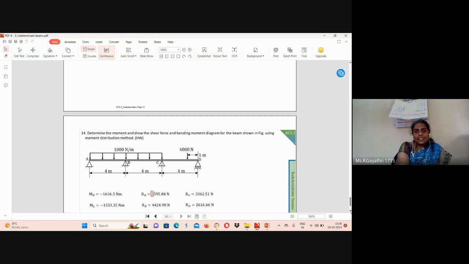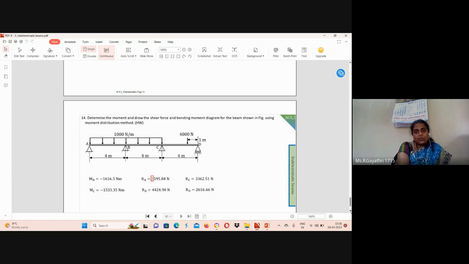Okay, try to find MC value. Reaction forces normal approach. We can start from span CD. We can find first RD value. Then we can move in the reverse direction, right to left.